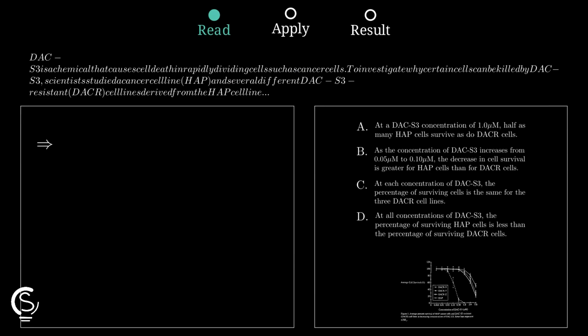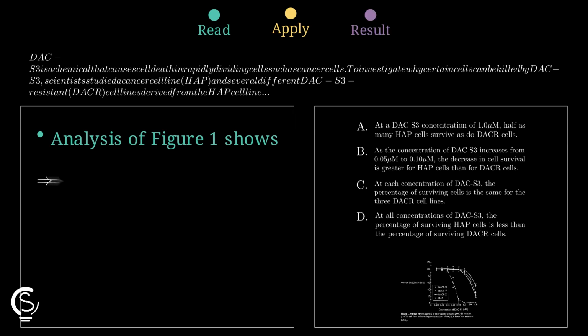From 0.05 to 0.10 micromolar, the HAP curve drops more sharply than the Dacker curves, and that difference matters. That directly supports the claim about a greater decrease for HAP cells over that interval. We are comparing change between two concentrations, and the resistant lines show a smaller drop.